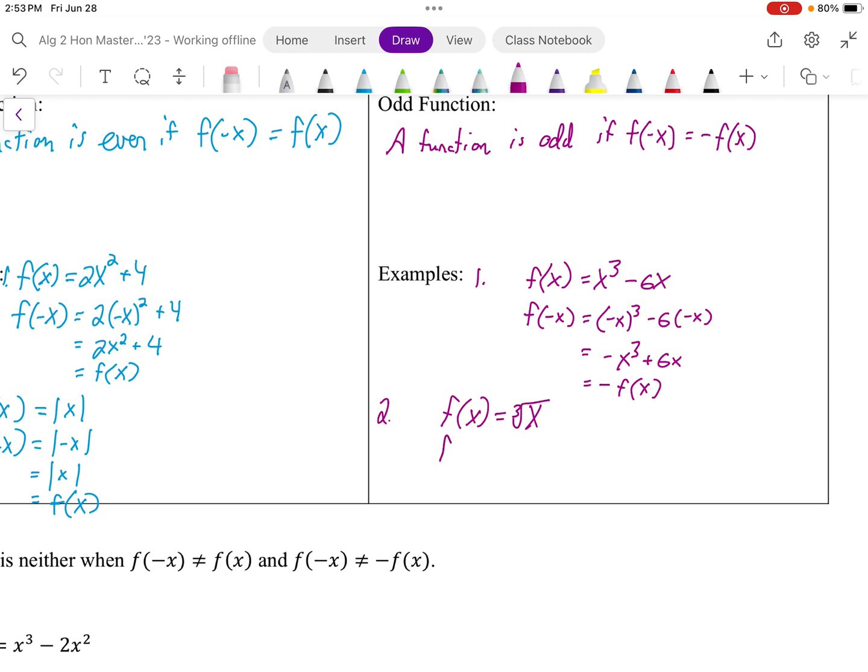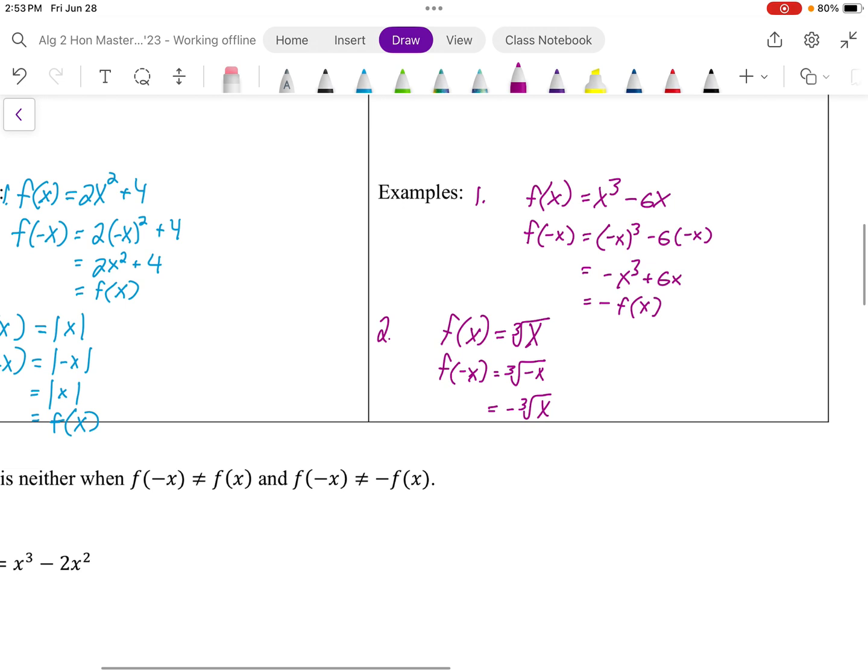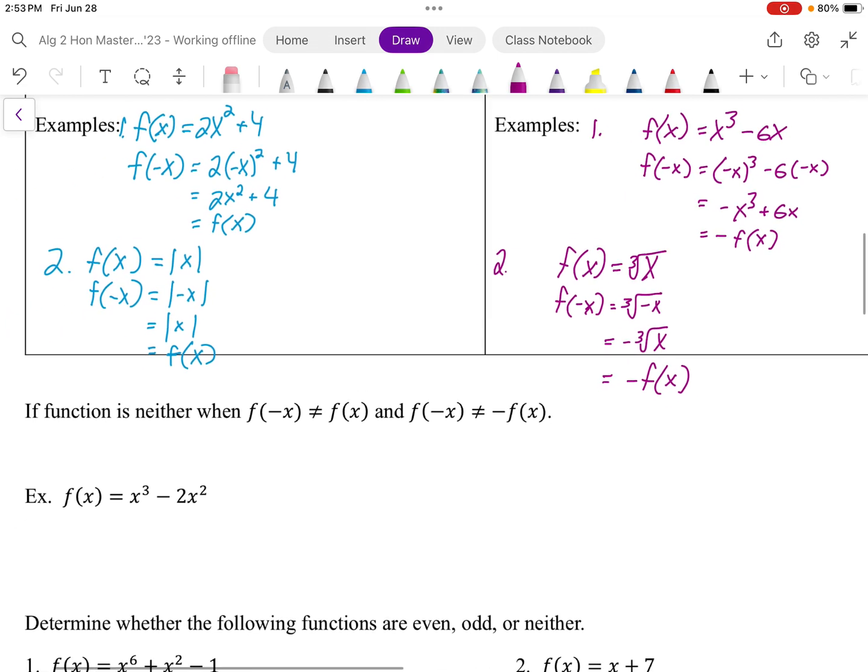Same thing for number 2. If I evaluate f of negative x, I'm doing the cube root of negative x. That's the same as negative cube root of x. That negative can come out. That's equal to the opposite, or negative, f of x. Therefore, the function is odd.